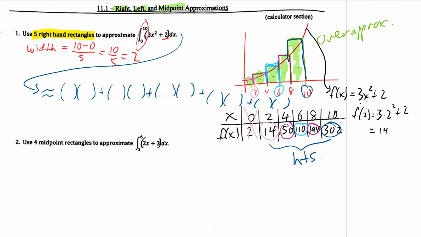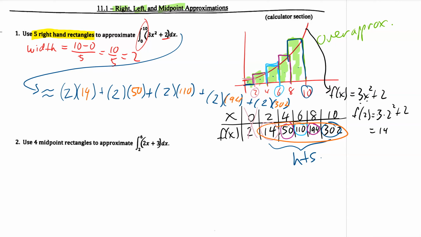Now the base is just how wide is the interval. We already said that. It's going to be 2 every single time. Next, we're going to go find the heights. Well, the heights, those are these guys in here. So we're going to take the 14, and we'll take the 50, then we'll take the 110, and we'll take the 194, and we'll take the 302, and we're just going to calculate all those.